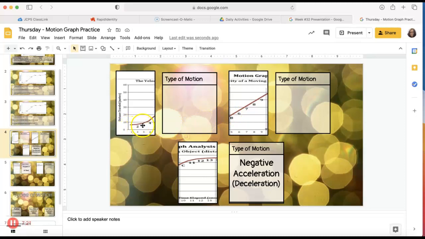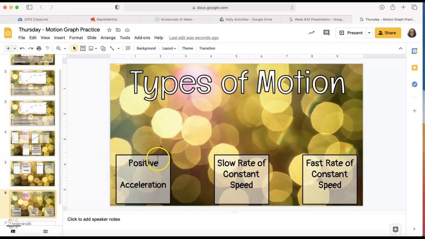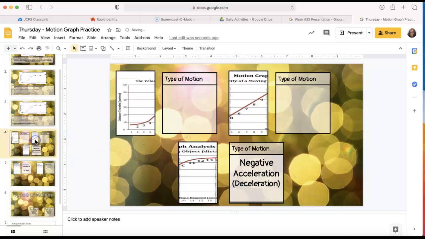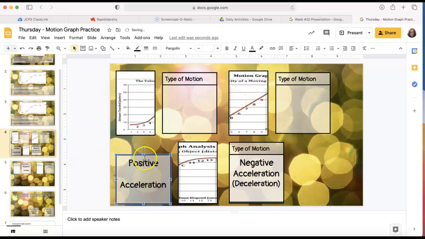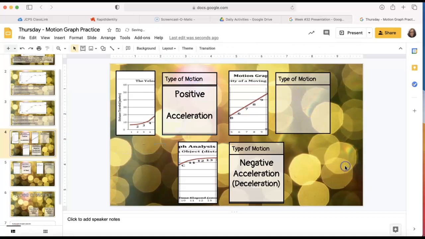Now, what did we say about the curve? We said anytime you see a curve, it's going to be some form of acceleration. In this situation, it was slowing down. But in this situation, the line starts going up. So that means it's positive acceleration. So let's look. And we do have a positive acceleration here. So I'm going to grab it and put it right here with our first line segment of our graph. That's where that'll go.